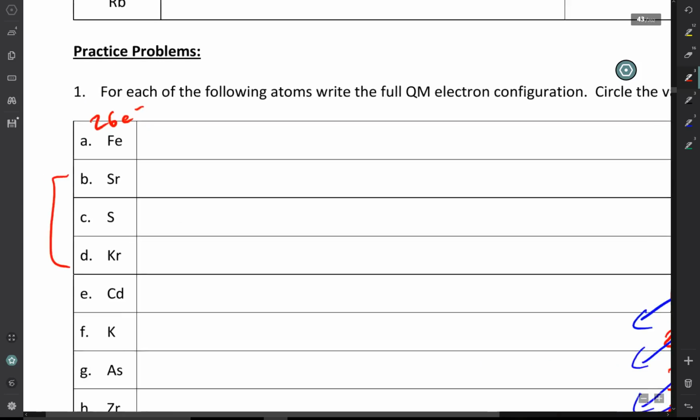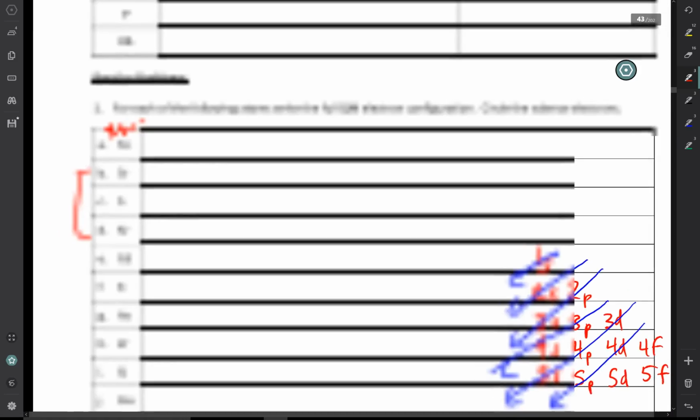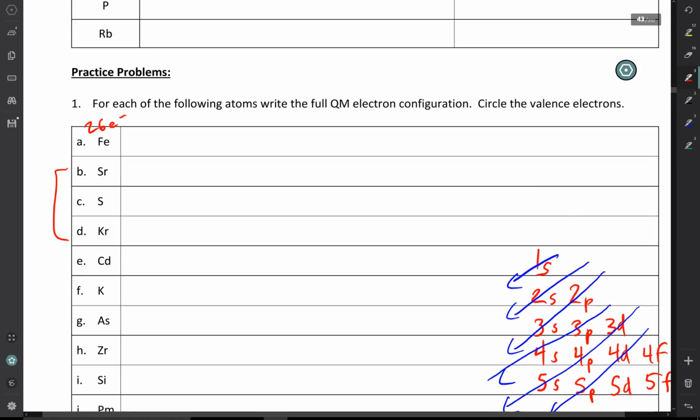26 electrons. If I use my filling chart, I know I start with a 1s, so I've got 1s2, 2s2, 2p6, that's 10 electrons, 2 plus 2 plus 6 gives us 10. Then I go to 3s2, 3p6. Let's keep following along. 4s2. So if I kept track of my math right, that's 20 electrons that I have so far.